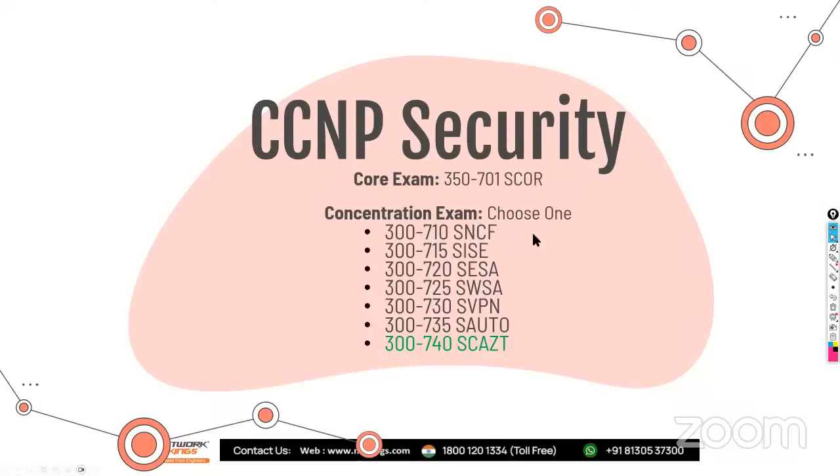So for example, the SNCF exam here only concentrates and dives very deep into next generation firewall. The 715 does the same thing for ICE. These next two, 720 and 725, talk about the ESA and WSA, content security. 730 is for your VPN. 735 is SAUTO, basically automation with respect to security technologies.